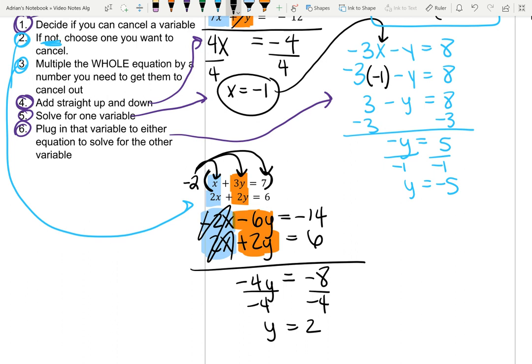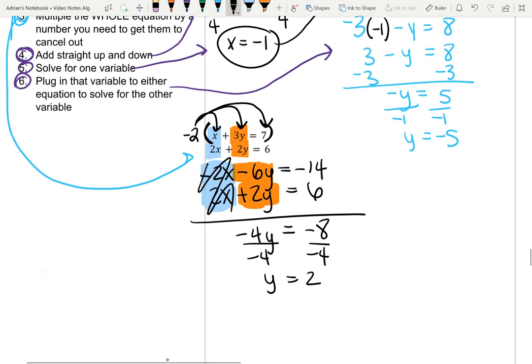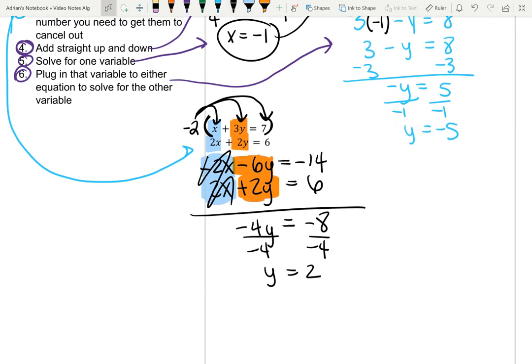Now we're doing the same steps that are above. So I added straight up and down. I solved for a single variable. And now I'm going to plug it back into one of the equations at the top. I would recommend that you plug it into the equation that you did not change, because if you accidentally multiplied incorrectly, then everything you're doing from here on out is wrong, and I can give you some more points if I can see your process is correct, but you just made a small mistake above.